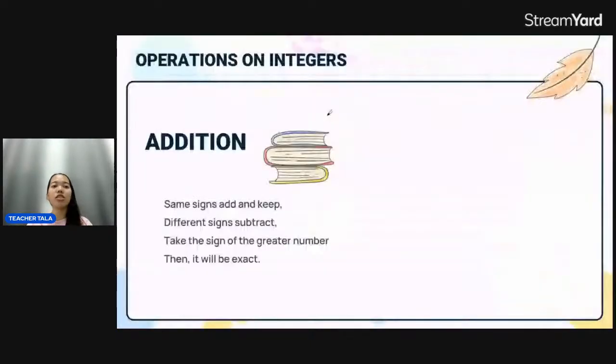So addition, again, operations on integers. Addition: same signs, add and keep; different signs, subtract. Take the sign of the greater number, then it will be exact. Okay, so I hope that you're going to see that in the actual CSE exam.